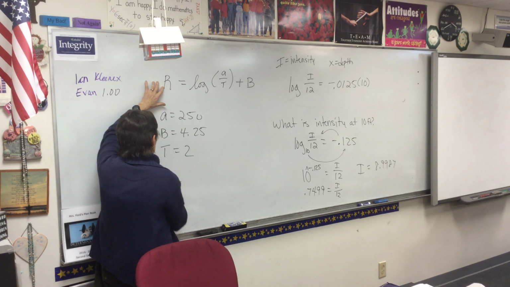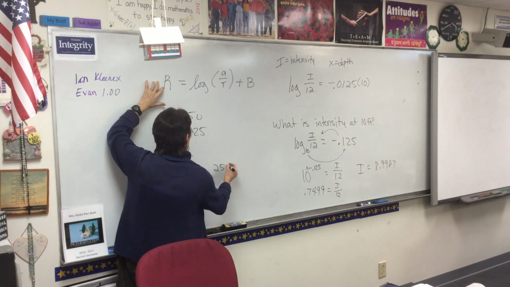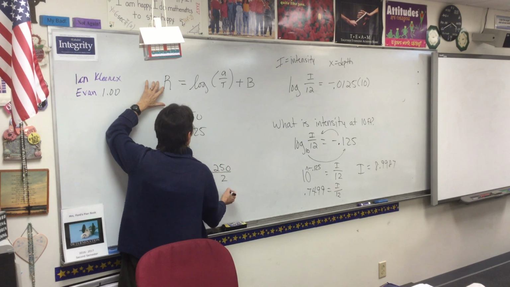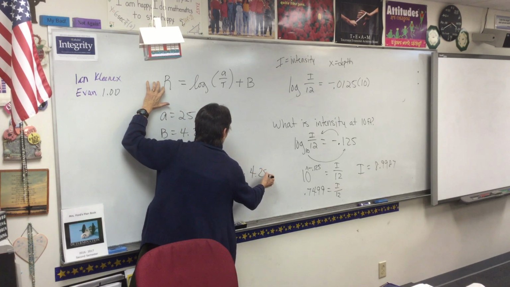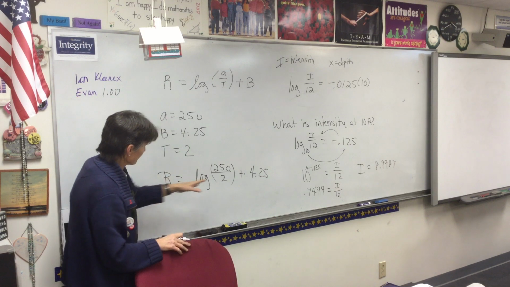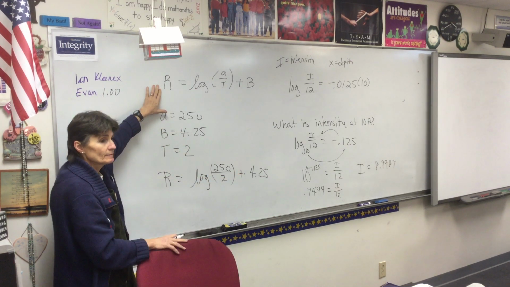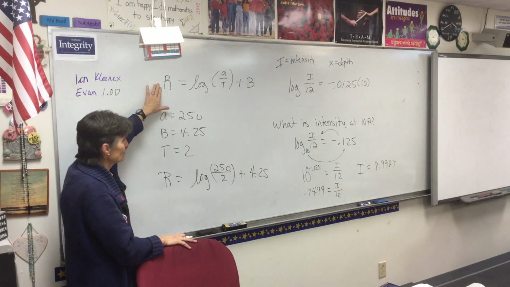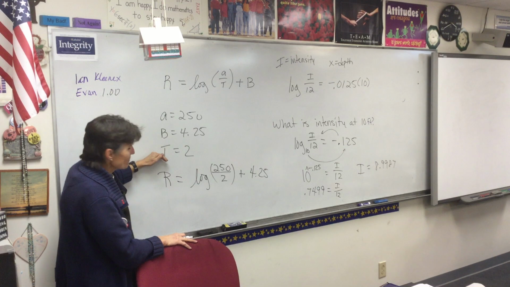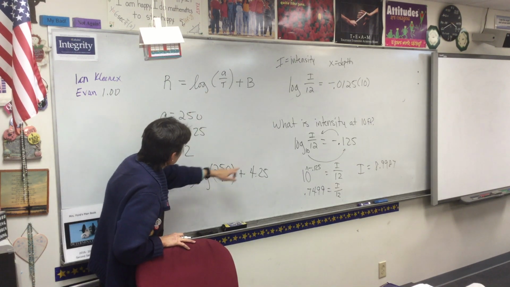Yeah, I'm trying to. So R equals the log of 250 divided by 2 plus 4.25. Now, are you following that? You see what I did? This is the equation. They gave it to me. No one's asking you to write your own equation. They give it to you. They gave you these three values. So I plugged in my A, my T, and my B.